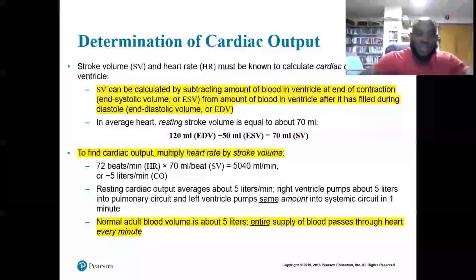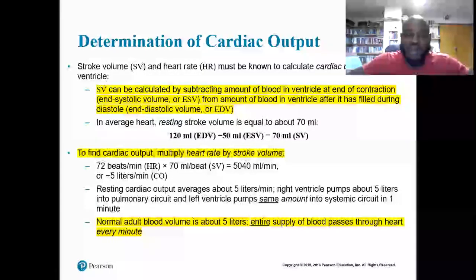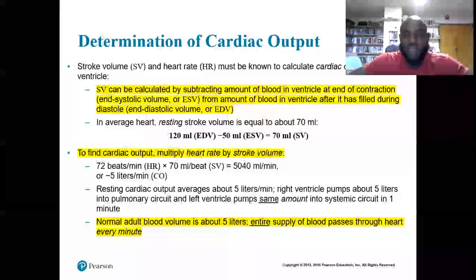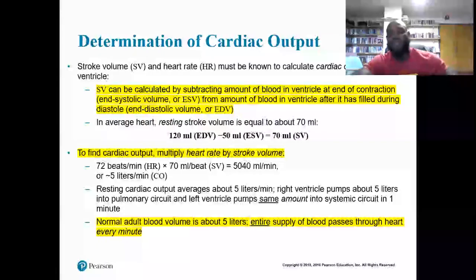All right, so how do we put those together? How do we figure these out? Hopefully I didn't confuse you. And if I did, hopefully it'll make sense in a little bit. So stroke volume and heart rate must be known to calculate your cardiac output.